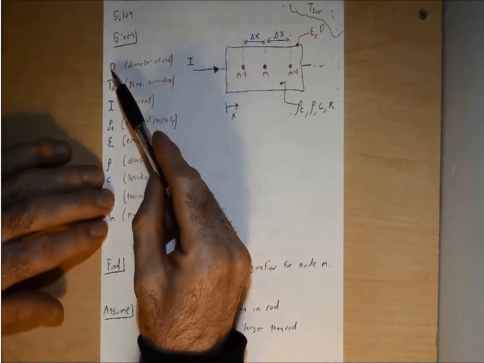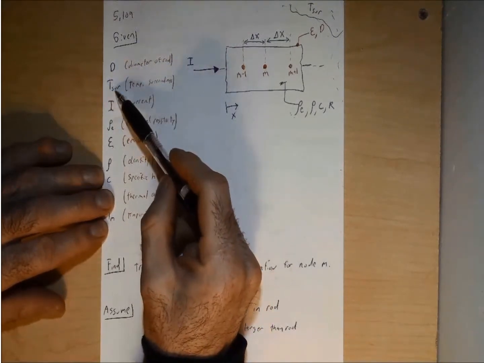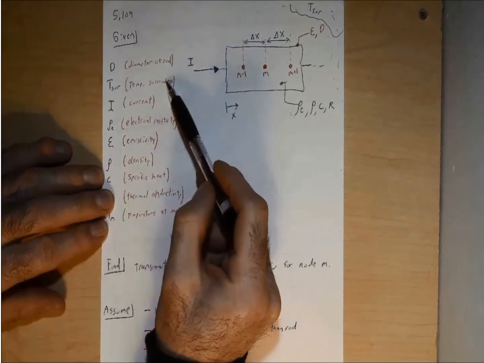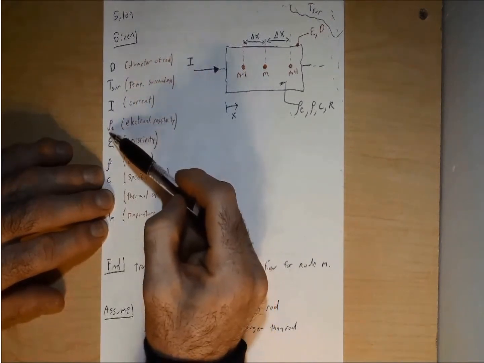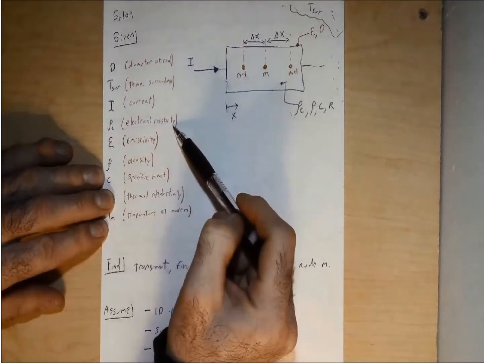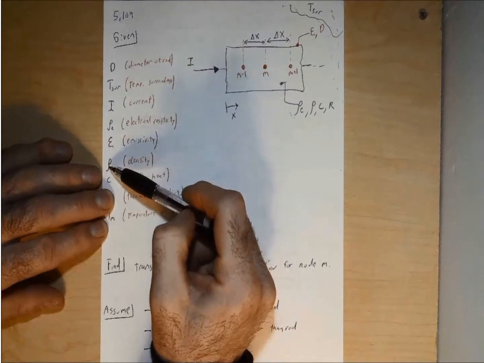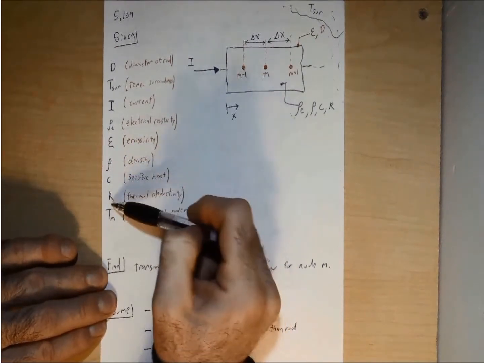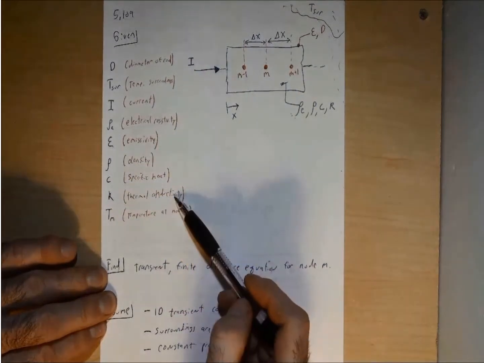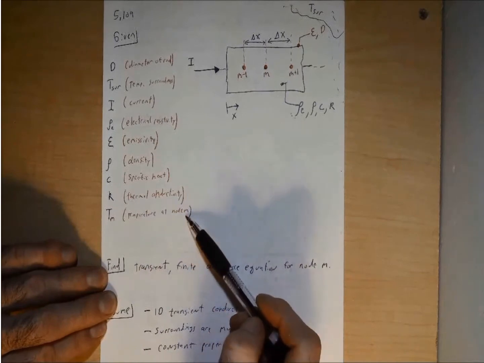So we have D, capital D, is the diameter of our rod. We have T sub surround, which is the temperature of the surroundings. We have capital I as our current. We have our rho sub E, which is our electrical resistivity. We have epsilon, which is our emissivity. We have rho, which is our density. We have C, which is our specific heat. And we have K, which is our thermal conductivity. And then we have T sub M, which is our temperature at node M.